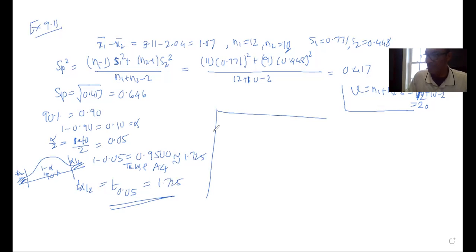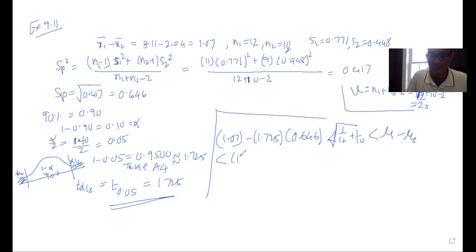So x1 bar, if you use your formula on page number 288, which I showed you just now, I don't want to write the formula again and again. So it is 1.07, that is x1 bar minus x2 bar, minus t alpha by 2, 1.725, times Sp, which is 0.646, times the square root of 1 over n1, that is 12, plus 1 over n2, that is 10. This is less than nu1 minus nu2, which is less than 1.07 plus 1.725 times 0.646 times the square root of 1 by 12 plus 1 by 10. I think there's no need to write this bracket, so just remove it.